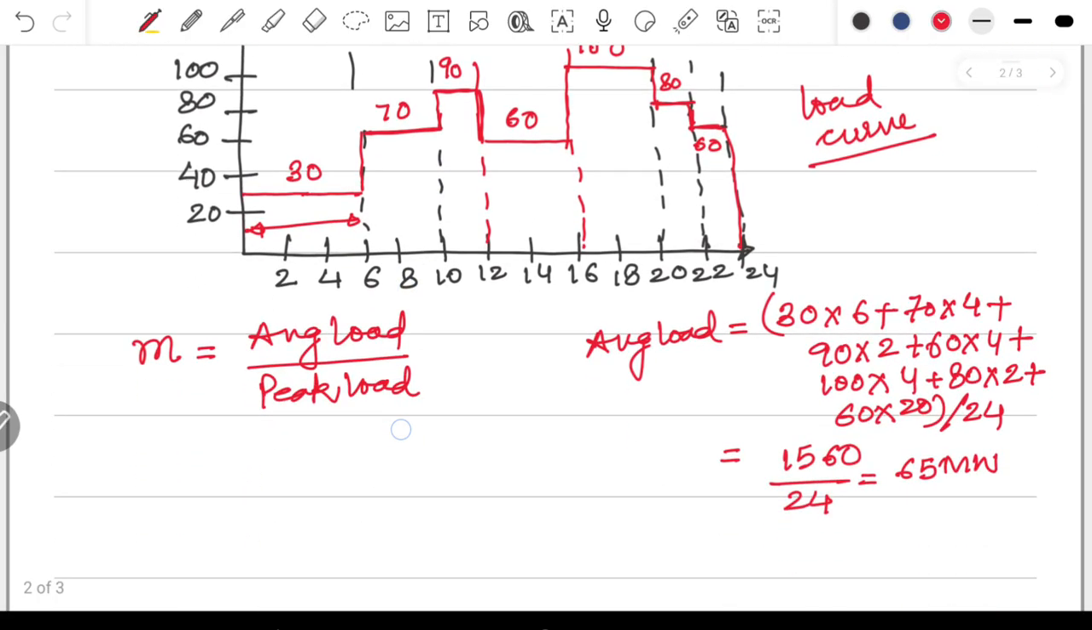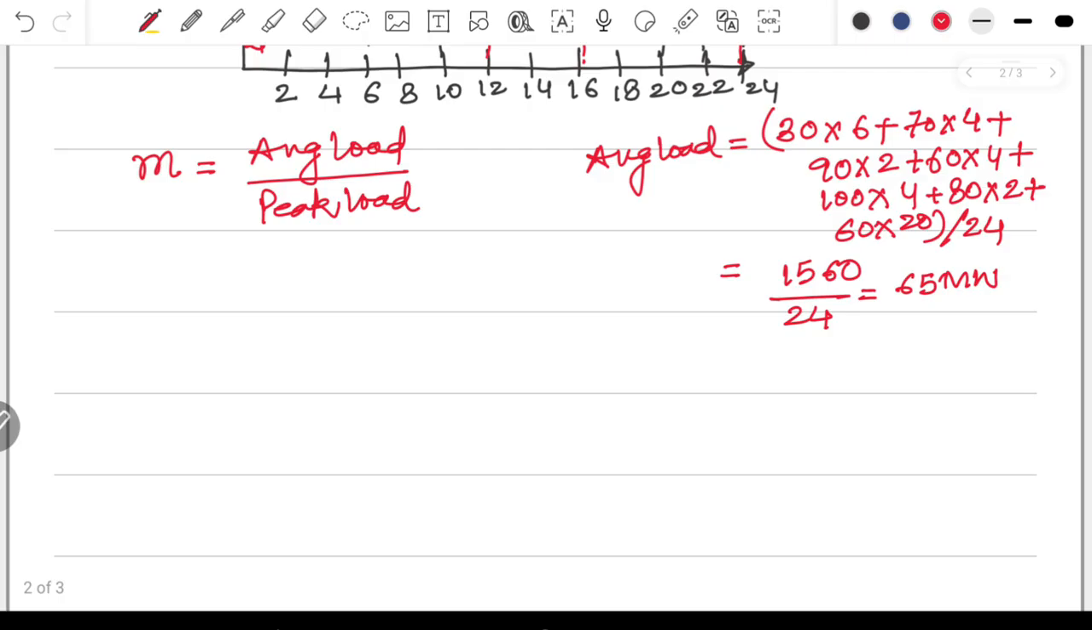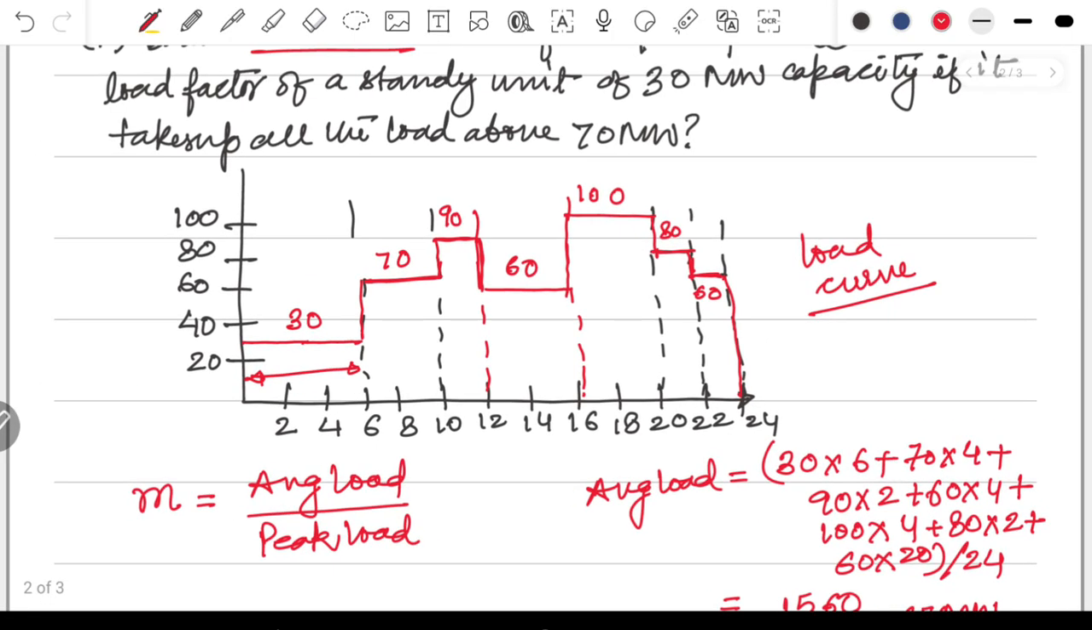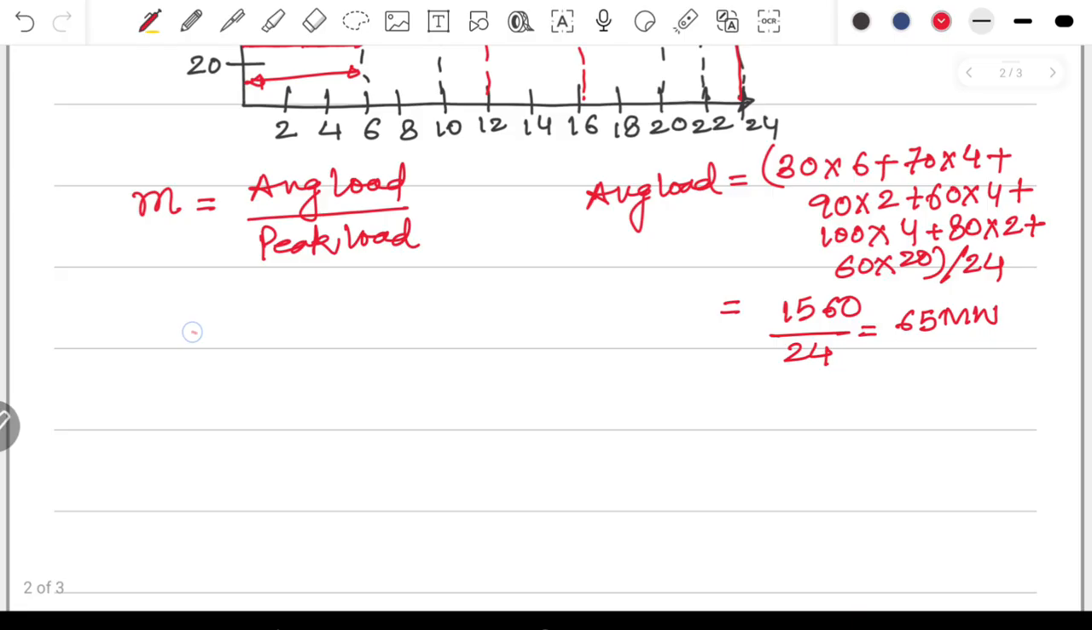Now the peak load. What is the maximum load? This is 100. So the load factor will be the average load divided by the peak load, and it will come out as 0.65.